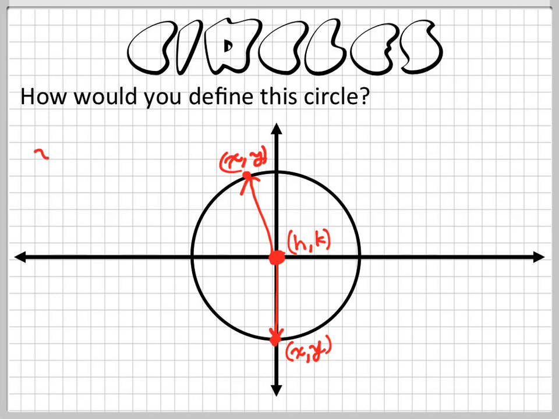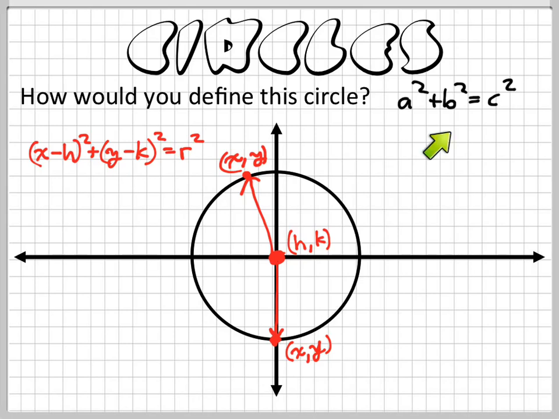You take the x, subtract the h, and square it. You take the y, subtract the k, and square it. And that equals what? The radius squared. Does that look familiar? It should, because it's a squared plus b squared equals c squared. Remember earlier how we used the Pythagorean theorem to find the distance? Well, we're going to use the Pythagorean theorem to help us define what a circle is on a coordinate plane.